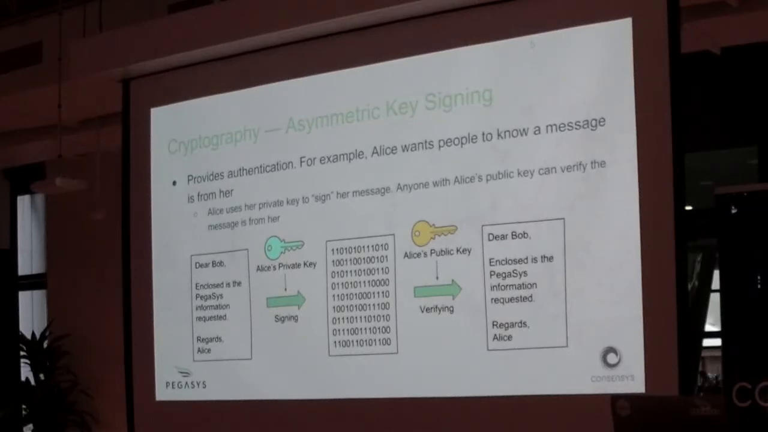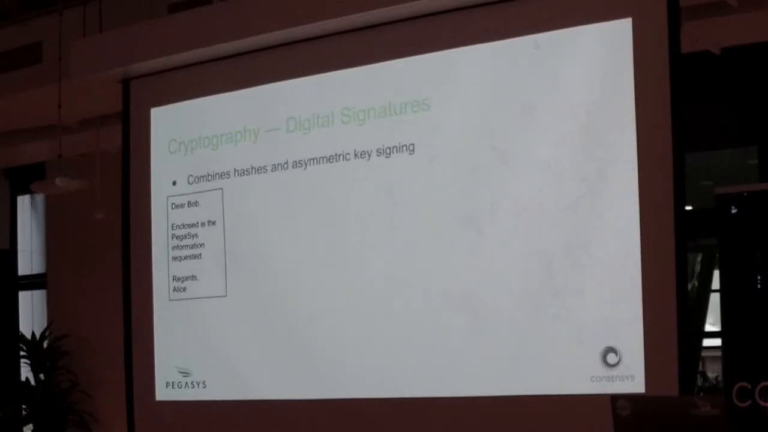Okay. One little problem with this scenario, however, when those messages get really, really big, using public keys and private keys is quite inefficient. It takes a long time. If we want to send messages quickly, public keys, private keys don't work as well. So one way that we get around that is that we combine hashes. Remember these hashes that I was talking about before with asymmetric key sign.